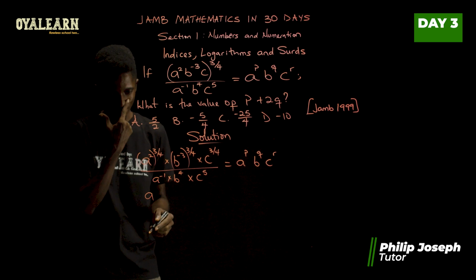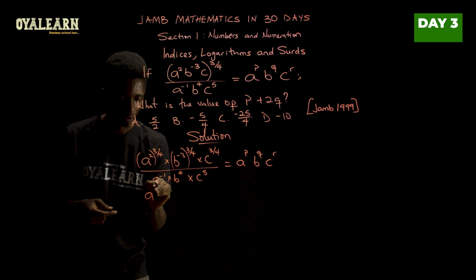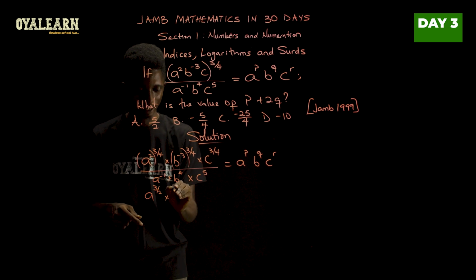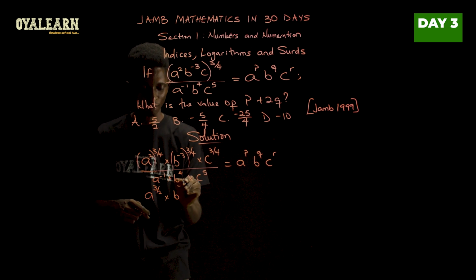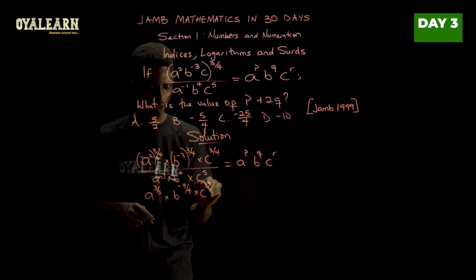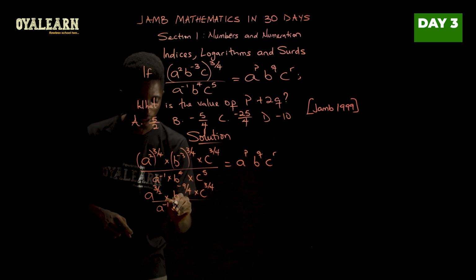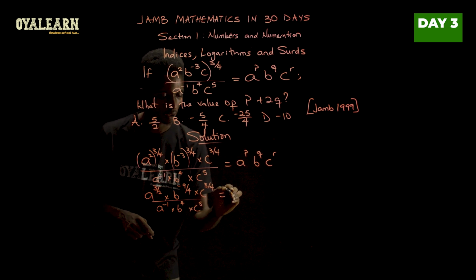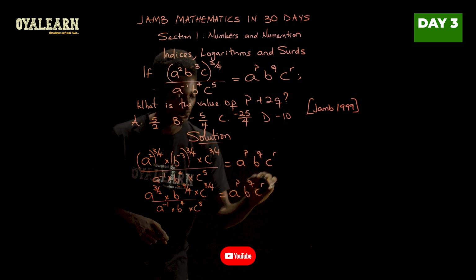Now when we work with this, we would have a, now 2 times 3 is 6. 6 over 4 is the same thing as having 3 over 2. So multiplied by b. Minus 3 times 3 will give us minus 9, so minus 9 over 4, times c raised to the power 3 over 4, all over a power of minus 1 times b power of 4 times c power of 5, all becoming a power of p, b power of q, and c power of r.